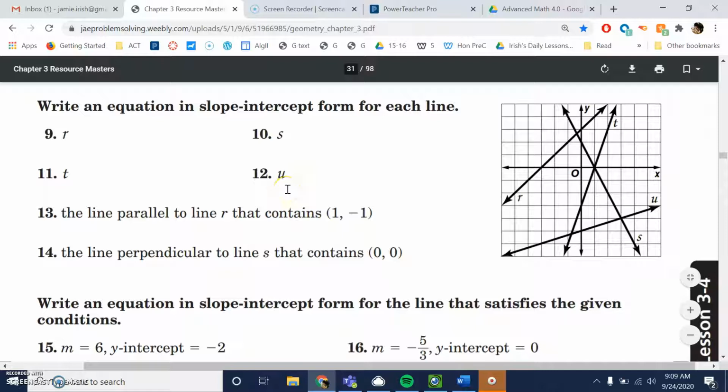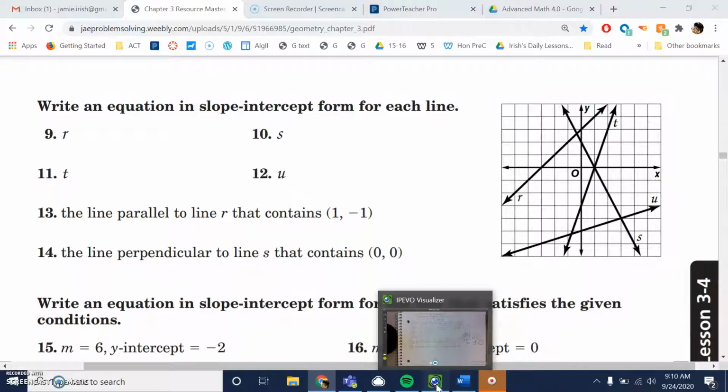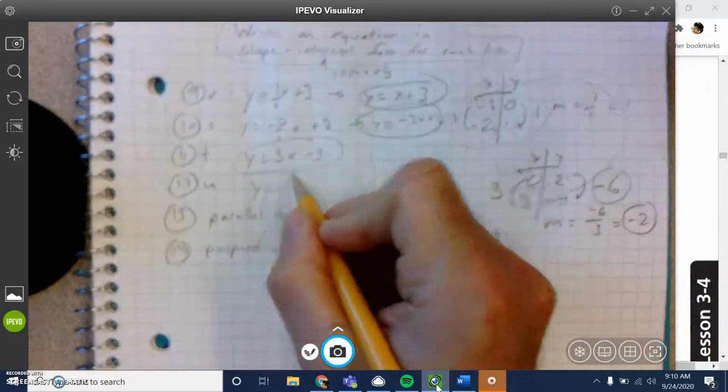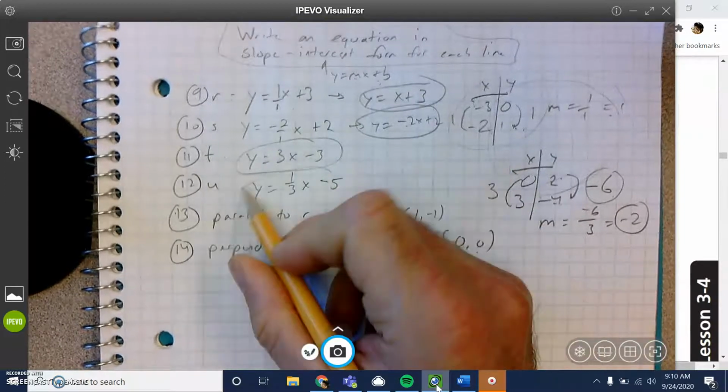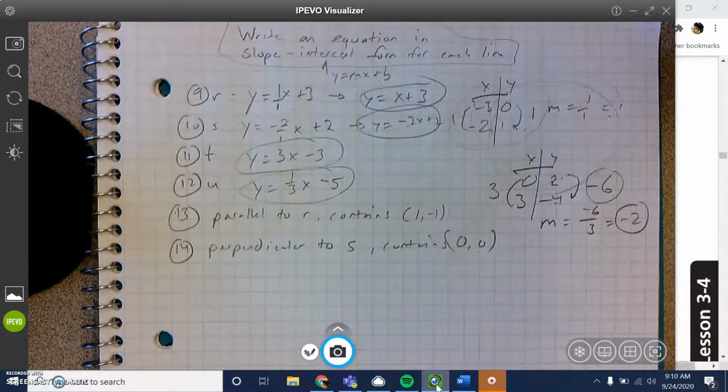Now we're on U, okay? U is also positive going uphill. The y-intercept is 1, 2, 3, 4, 5. The y-intercept is negative 5. And the slope, you go up 1, 1, 2, 3 to the right. Up 1, 1, 2, 3 to the right. The slope is up 1, right 3 in the positive direction, and the line hits the y-axis at y equals negative 5. Cool.